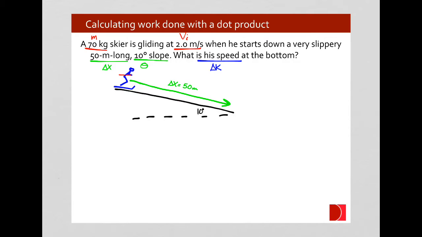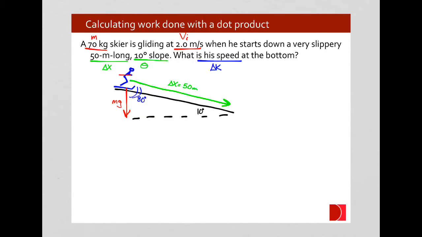The reason that he's sliding down is that he has gravity acting on him, and gravity is acting straight down. In this case, gravity is the force that's being applied. His displacement is along the slope, and we're interested in the angle between the force and the displacement. If this is 10 degrees and this is 90 degrees, that means that this angle here has to be 80 degrees.